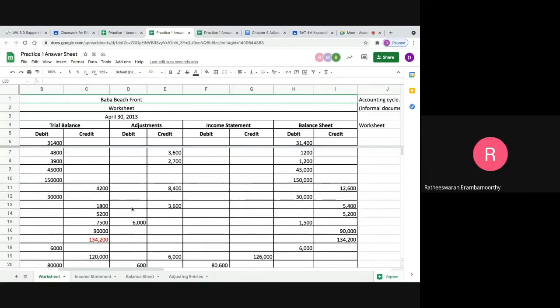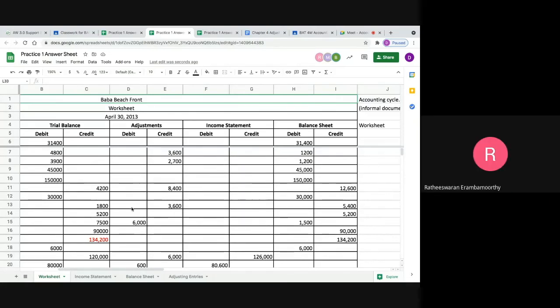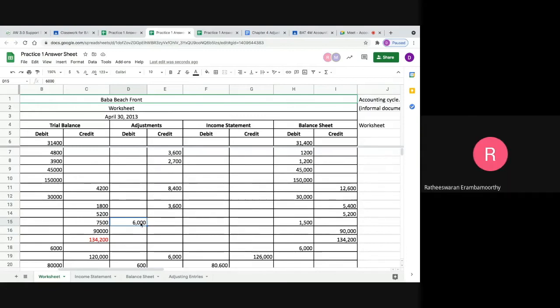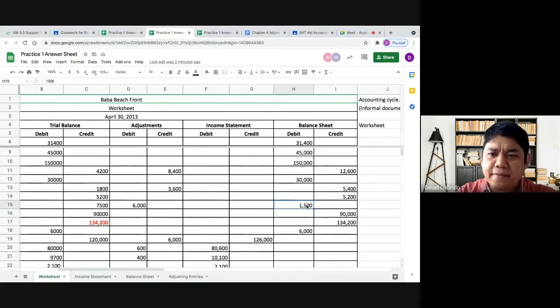Can you calculate this amount again? Just a second. 1,800 plus 3,600. Okay, so 12,600 is right. 5,400 is right. 5,200 we just copied. This one, unearned minus the earned. Mine is the same. That's correct, right? 12,600, 5,400, 5,200. 1,500 is also okay. 90 is right.